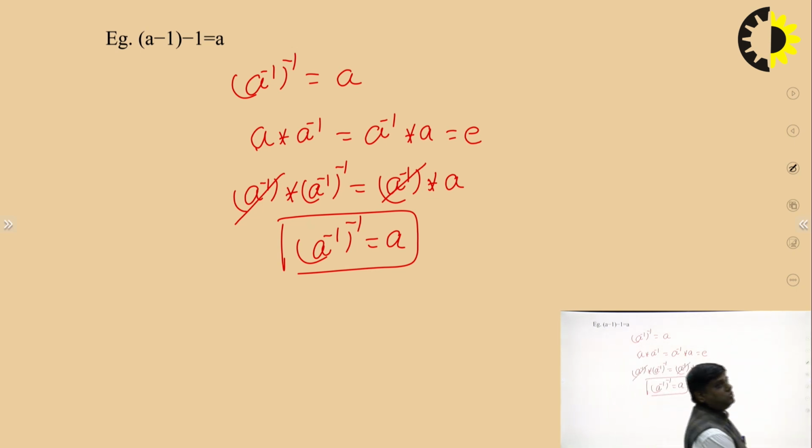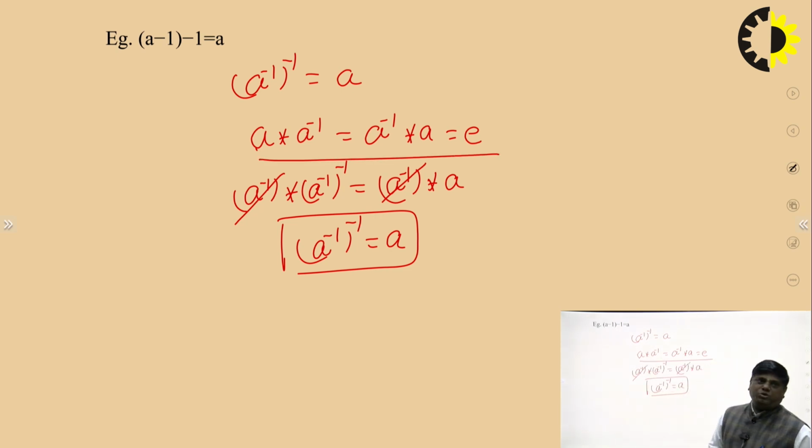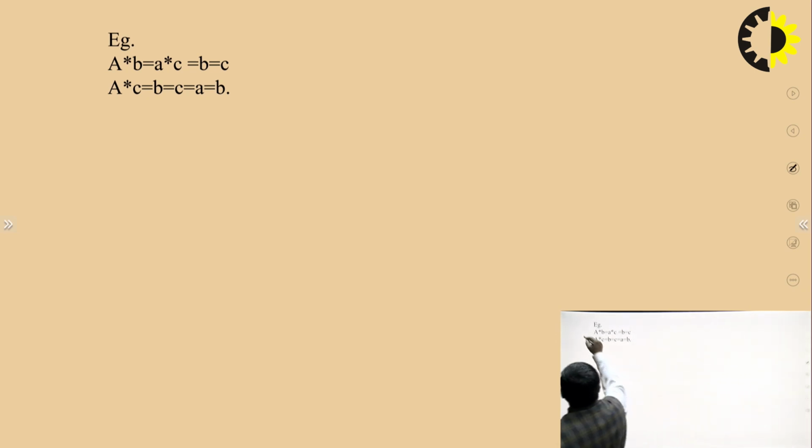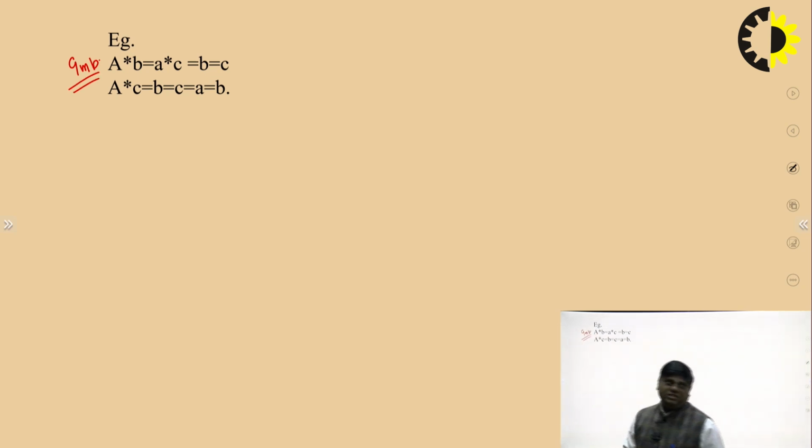This is also the most important property of the group. The inverse of the inverse is known as a group property, and with the inverse property of the group we can prove this one. This is also a most important property asked many times in the university examination.